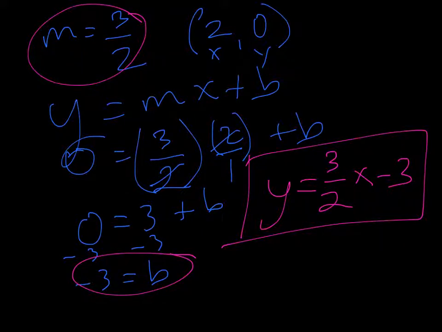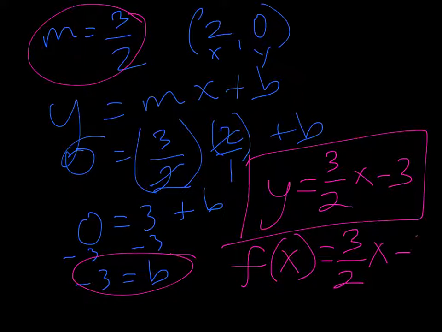But since we're writing a function, this is usually how functions get expressed, with f of x instead of y. f of x is just saying, what is the function of x when given a certain value of x? So f of x is the same as y, just for the record. Okay?